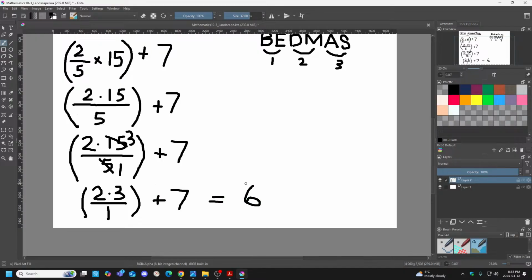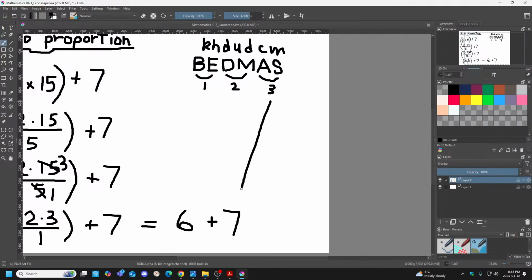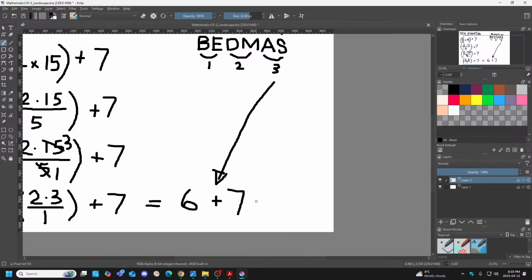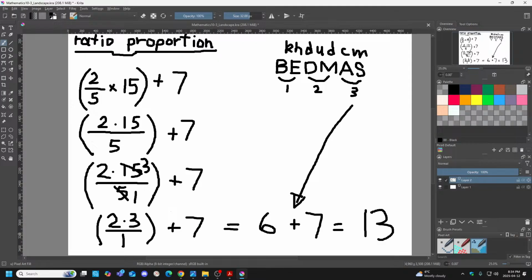Plus, don't forget, this is the neighbor on the left side. Don't forget the neighbor on the right side. Now it's addition, subtraction. Okay, which is equal to 13. Okay, guys? Boom shakalaka. That was kind of quick.